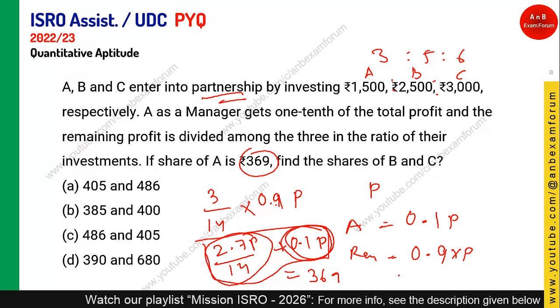Okay, so if you solve it for P, you will get 1260. So profit is 1260, and for the other, if you calculate for B and C, it will come 405 and 486. Okay, so students, this question is very simple, but it is very time consuming, and it can give you problems while taking the values.